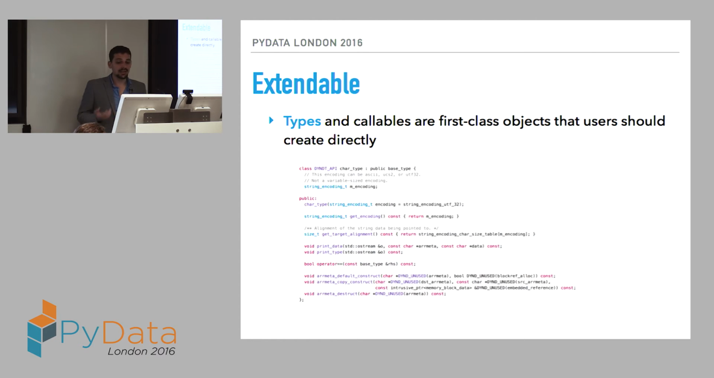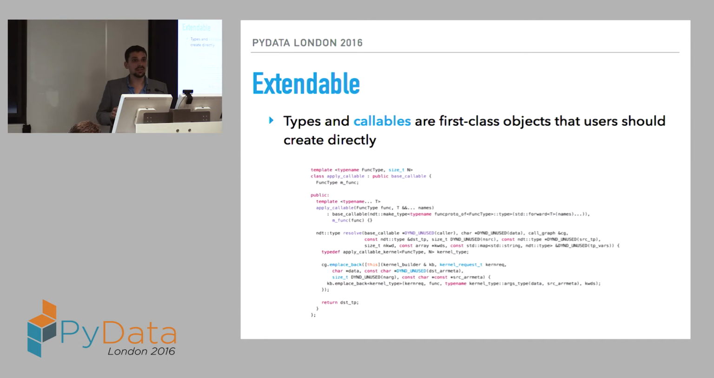So DyND is also extendable. Types and callables are first-class objects that users should create directly. And I've given an example of this here. This is just a C++ class. I'm not going to go through this in detail, but the point is I want to show you that it's very easy to just go write your own custom type, define a few standard functions which DyND needs to know about to understand the data, and do operations with it.